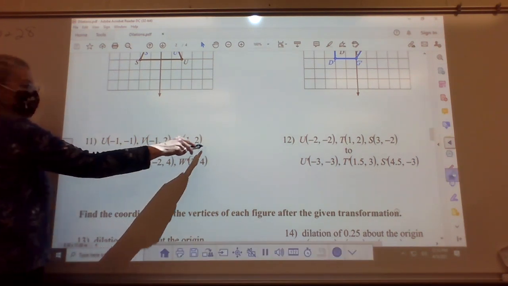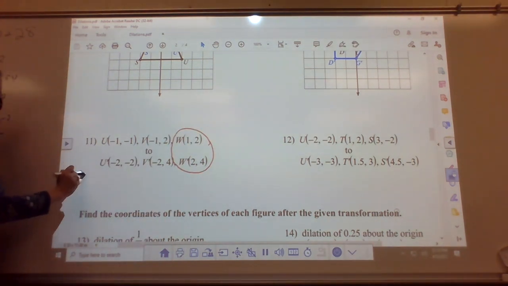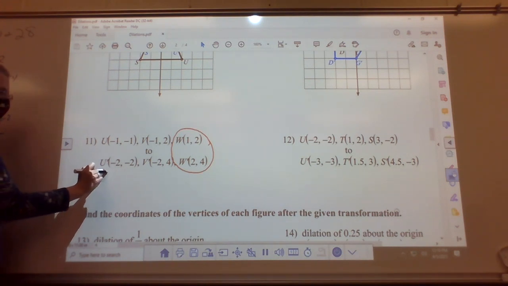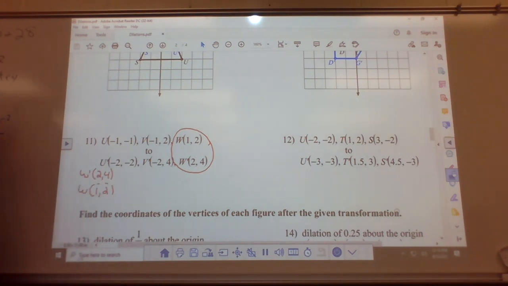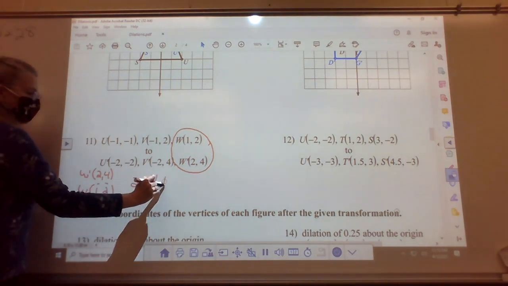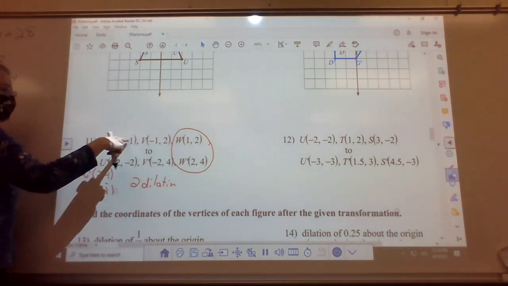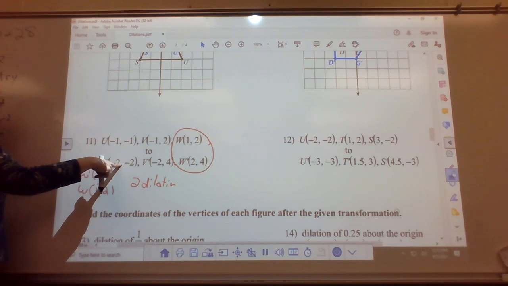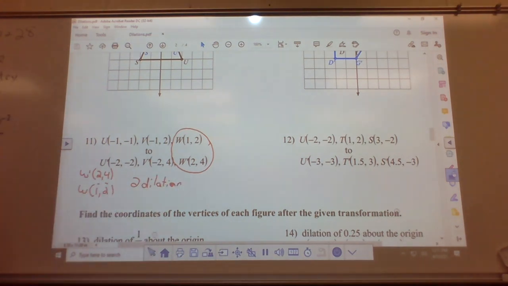I'm going to pick W just because there's no negatives. So I'm going to do the W. Put the new W on top. Put the old W on bottom. Make it a fraction. Well, they both reduce to 2, so it's a 2 dilation. Which makes sense, because these are pretty close to the origin. Then they got further away. So because they're getting further away, it must be an enlargement, so I needed something bigger than 1.